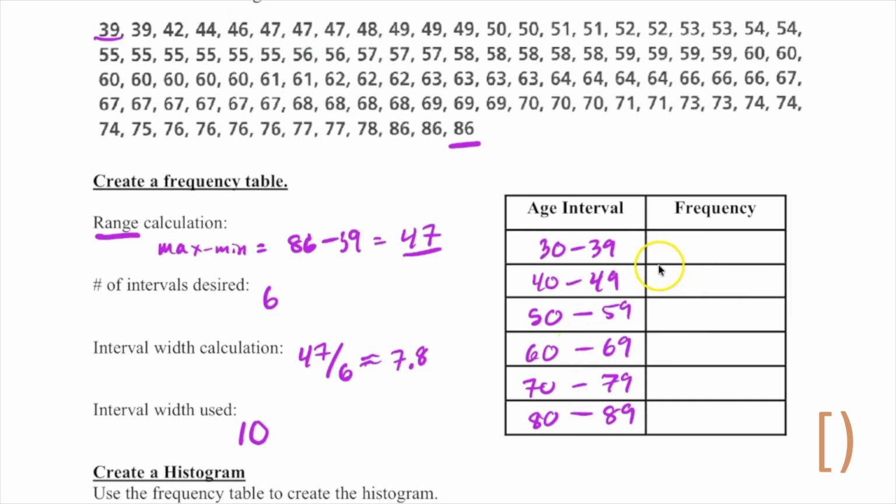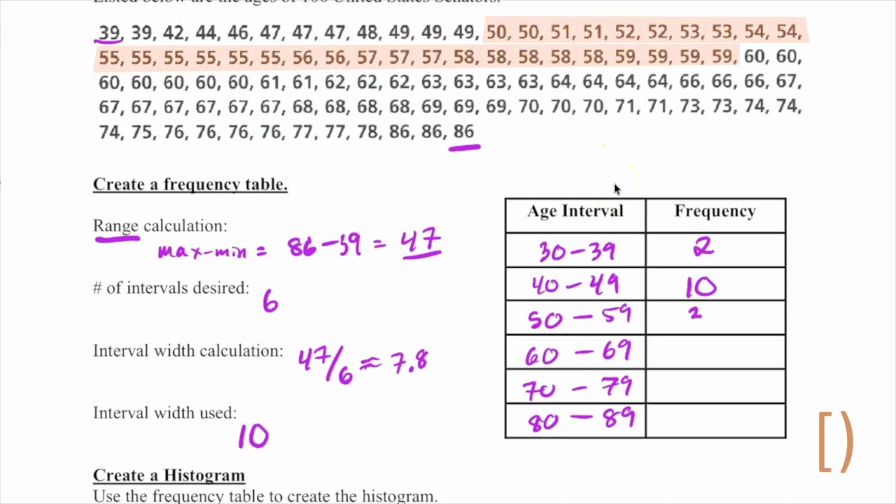Now the frequency, we just gotta count them up, right? How many are within this range? So 30 to 39, there's 2 of them. In the 40s, there are 10. Sorry, got a little ahead of myself. In the 50s, we'll just go fast, I did this earlier, 30. In the 60s, 37. In the 70s, 18. In the 80s, 3. Again, you could double count and check me on that.